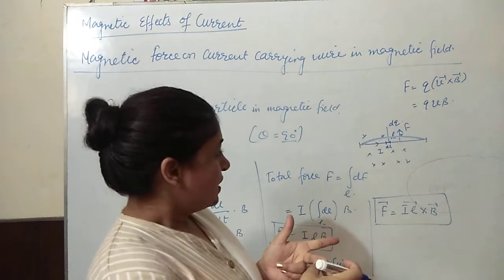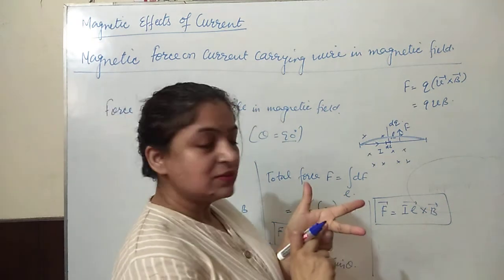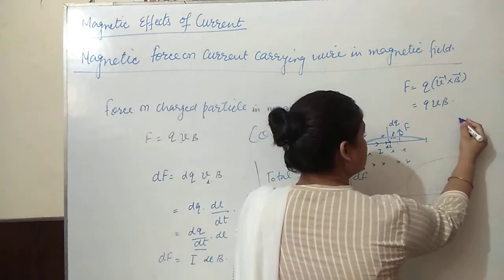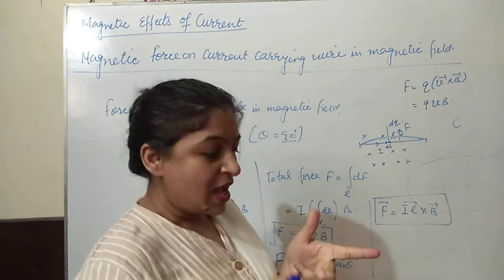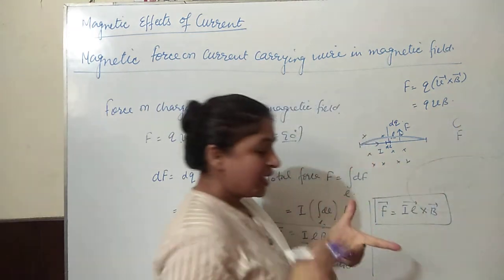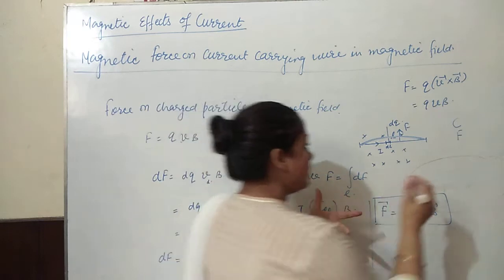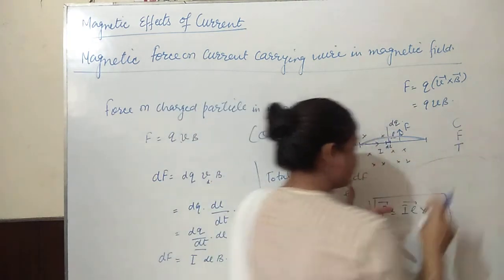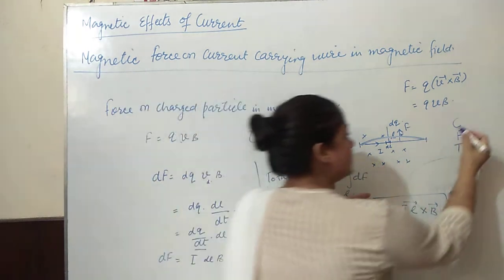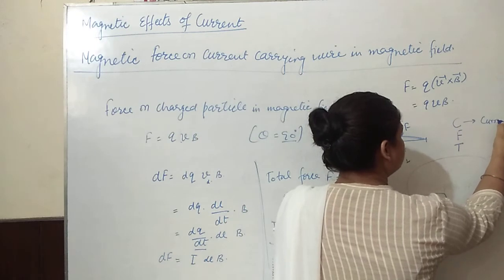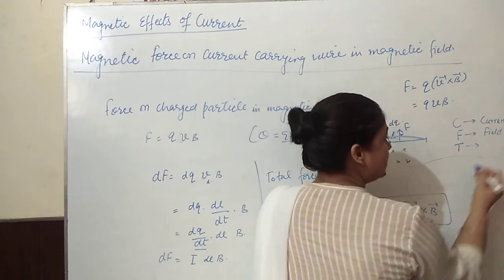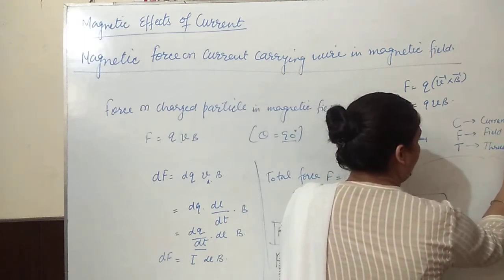So here, this is the middle finger or center finger. We can denote it with C, and this is the forefinger, which I am going to denote with F, and this is the thumb, which I am going to denote with T. Center, forefinger, thumb. So the center finger is for current, the forefinger is for field, and the thumb is for thrust or force.